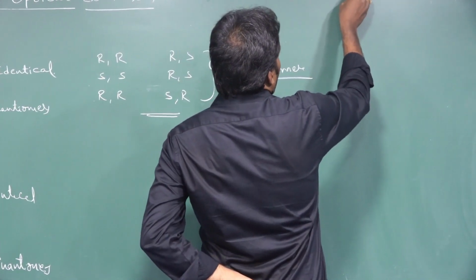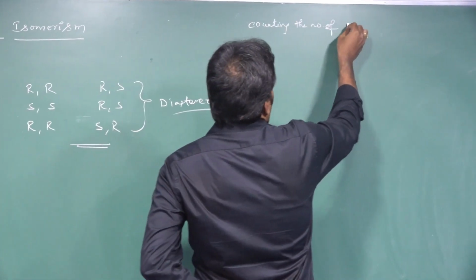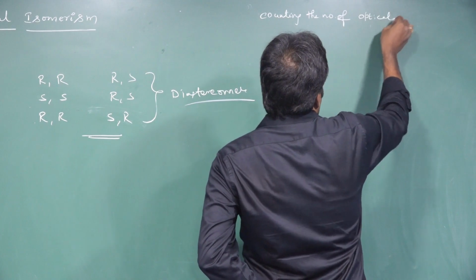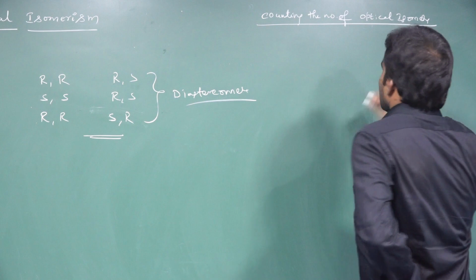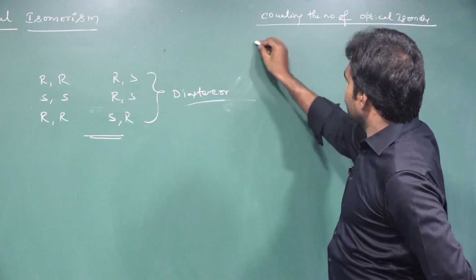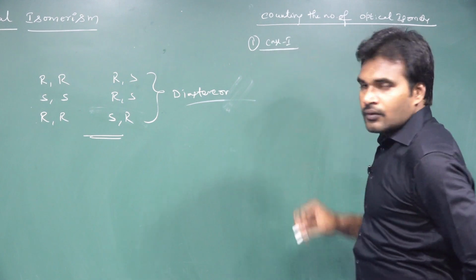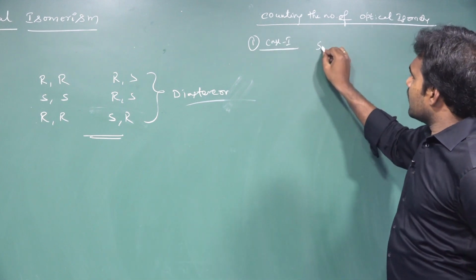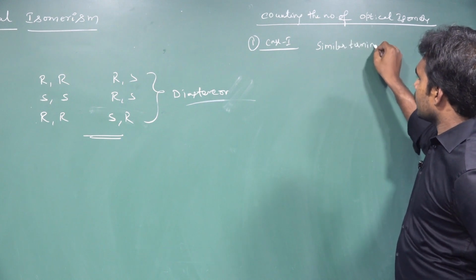Counting the number of optical isomers. So the first case, case 1, that is two similar terminal ends.